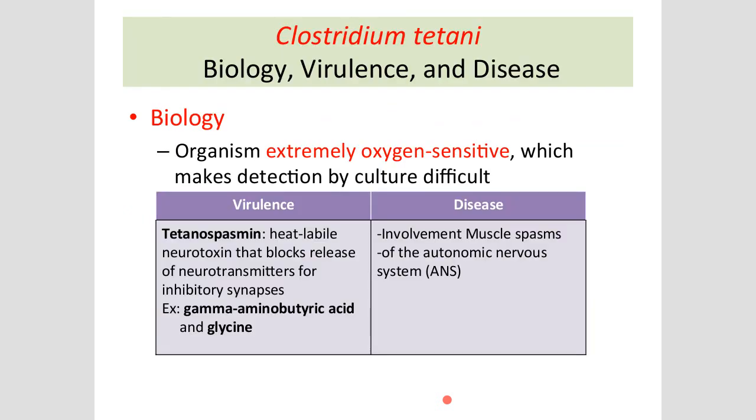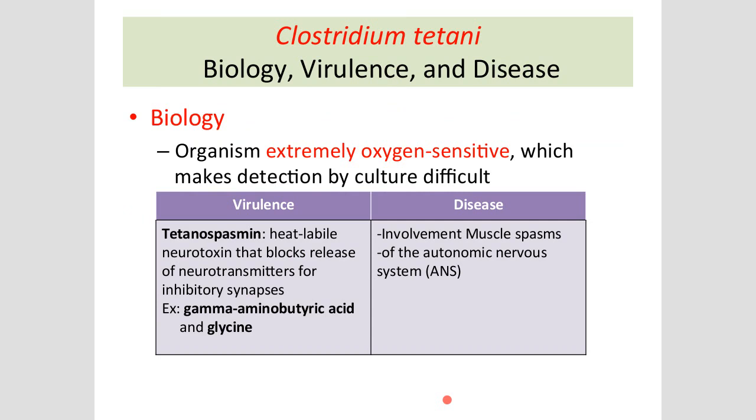Okay, the second one, which I showed you in the impact slide about tetanus, is Clostridium tetani. Again, it is extremely oxygen sensitive, which makes detection by culture difficult. So it's very difficult for us to grow. So how would we grow it then? If it's oxygen sensitive, how would you grow it? Correct, an anaerobic jar. You take the oxygen out and then it will grow. Simple as that. We do have that.